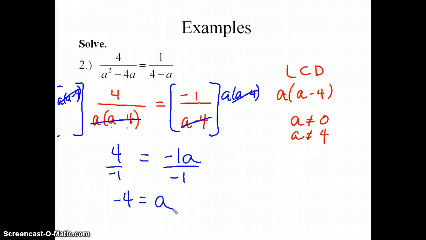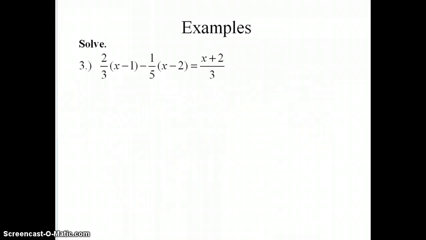I go over here and check my restrictions and see that it is not a restriction, so that is a viable solution. We can move on to example number 3. Looking at each one of the terms of this equation, I note that everything is factored, so I'm able to find the LCD right away. So my LCD here is 15.